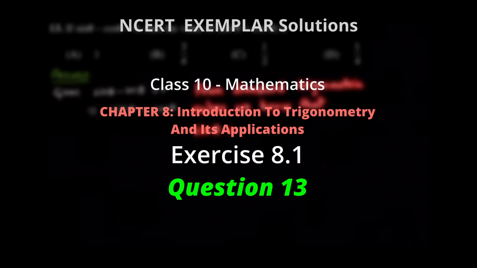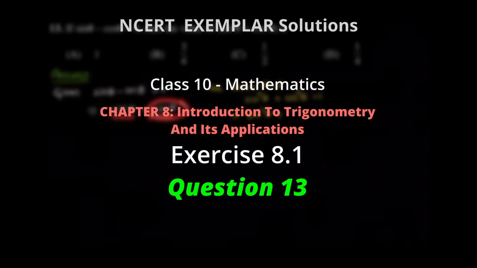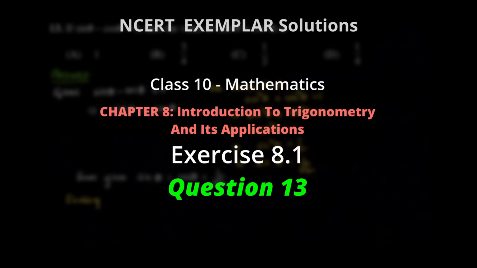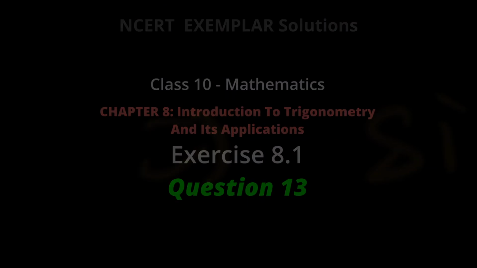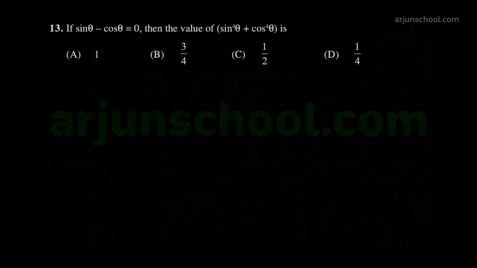NCERT Exemplar Solutions, Class 10, Maths, Chapter 8, Exercise 8.1, Question 13. Multiple choice question 13. If sin theta minus cos theta is equal to 0, then the value of sin power 4 theta plus cos power 4 theta is: option A 1, option B 3 by 4, option C 1 by 2, or option D 1 by 4. Let us find the answer.